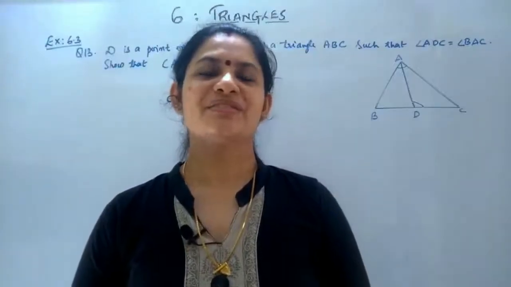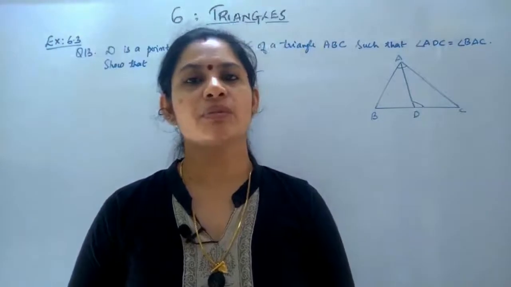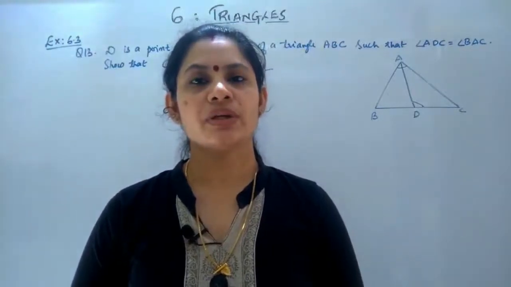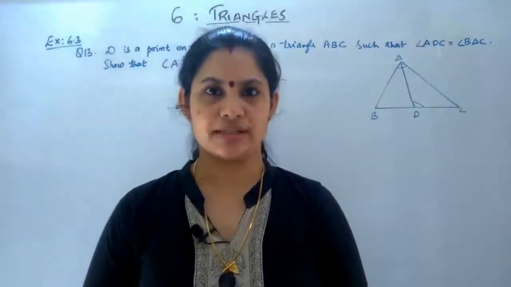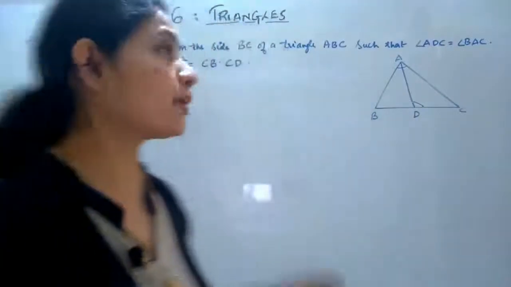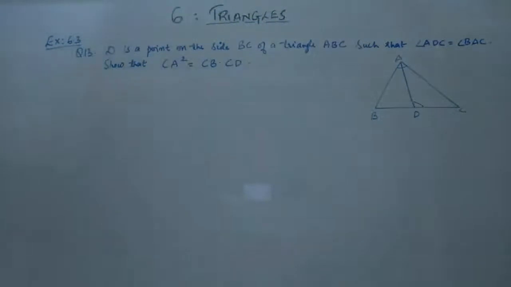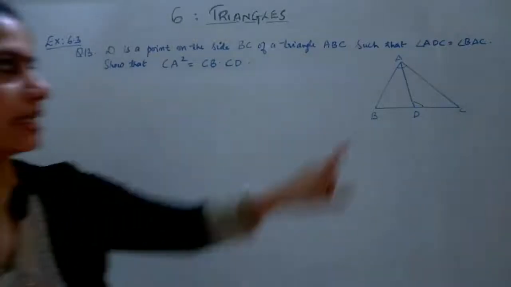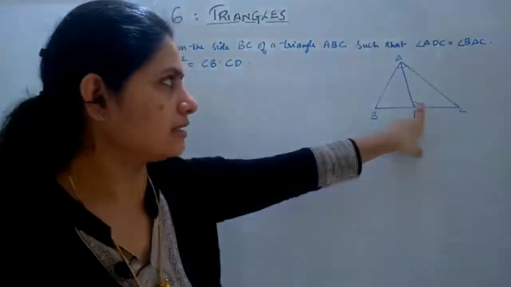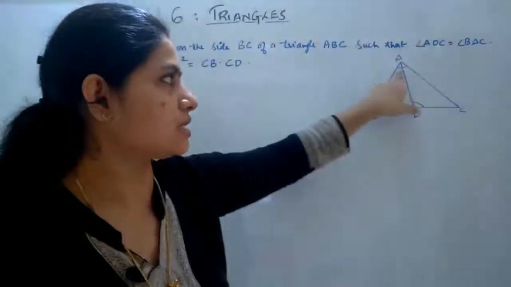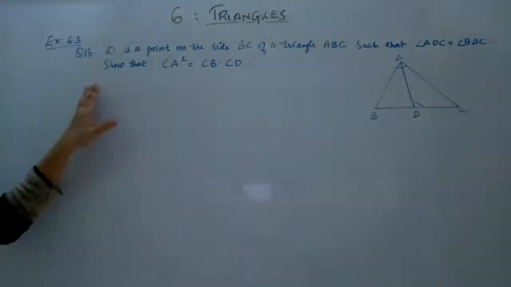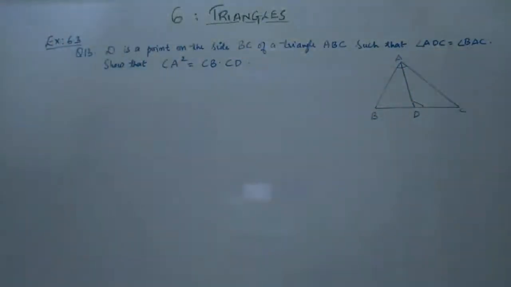Hello everyone, today we will be discussing the remaining problems of exercise 6.3, chapter number 6, Triangles. So we can start with question number 13. D is a point on the side BC of a triangle ABC such that angle ADC is equal to angle BAC. That is given in the question. You have to show that CA square is equal to CB into CD.